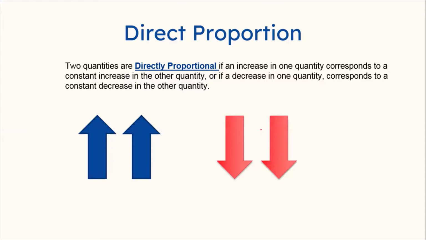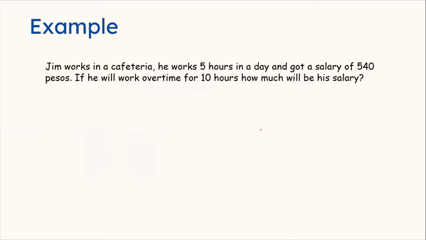Now, let us try this one using our word problem here. Jim works in a cafeteria. He works 5 hours in a day and got a salary of 540 pesos. If he worked overtime for 10 hours, how much will be his salary? So as you can see, if Jim works 5 hours in a day, he will get a salary of 540 pesos. Now, how about if Jim is going to do overtime for 10 hours?